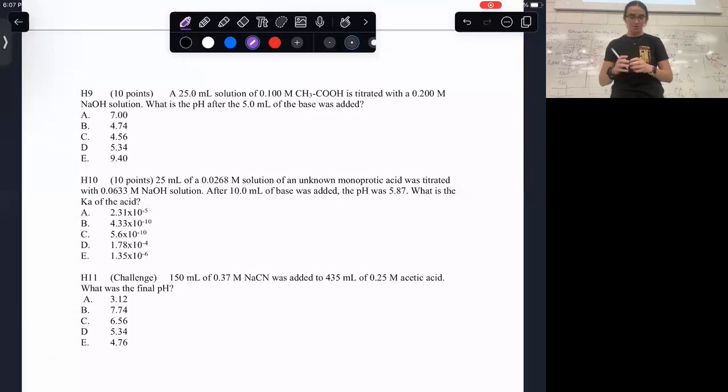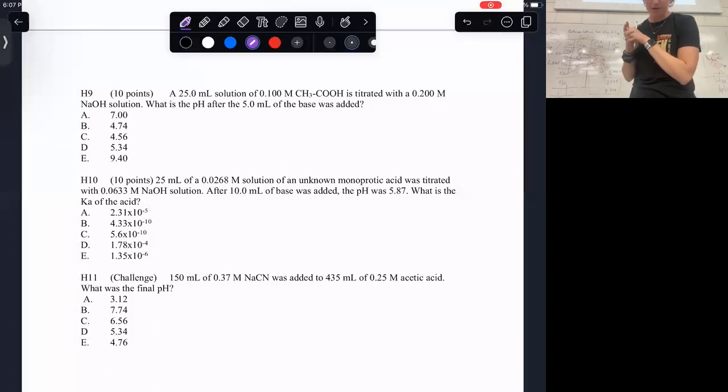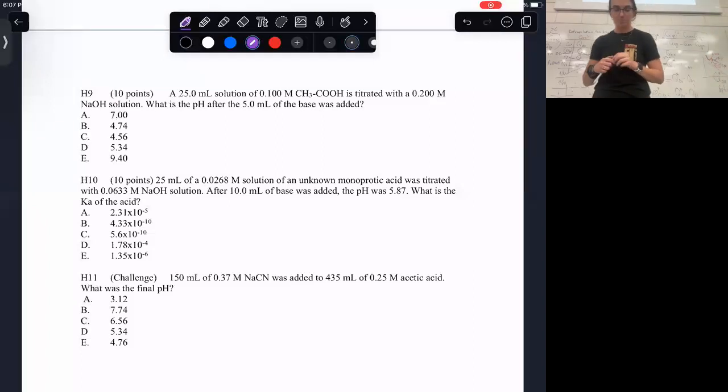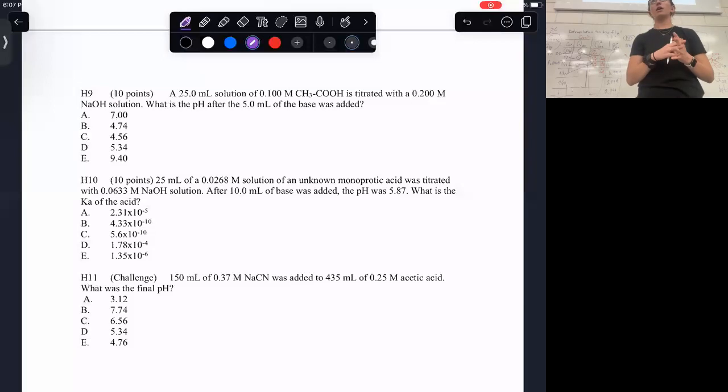Question 9. A 25 mL solution of 0.1 molar, I believe that's acetic acid, is titrated with 0.2 molar sodium hydroxide solution. What is the pH after 5 mL of the base was added? How are we going to go about doing this problem?